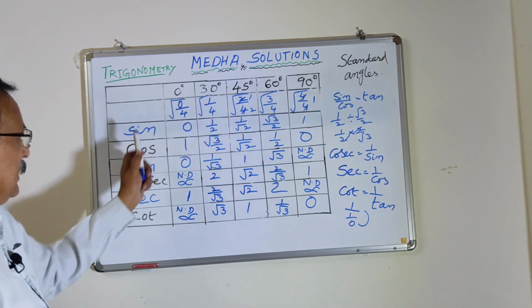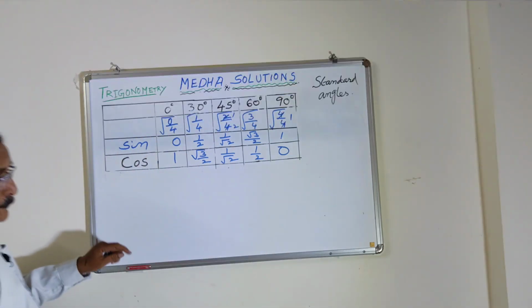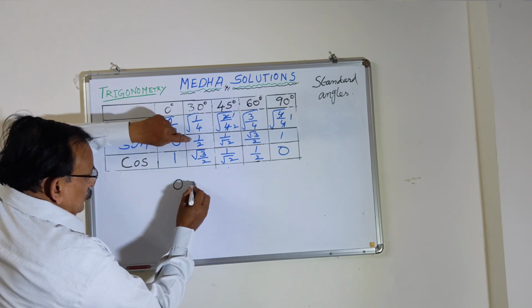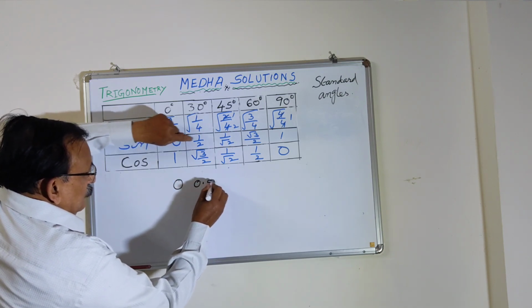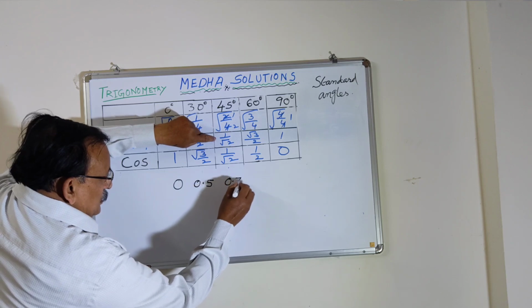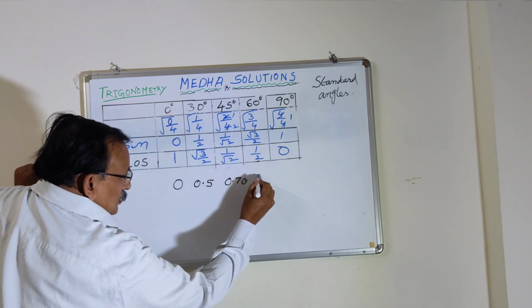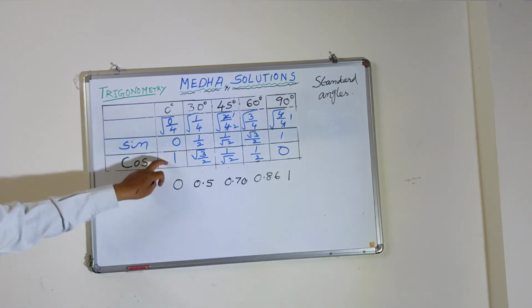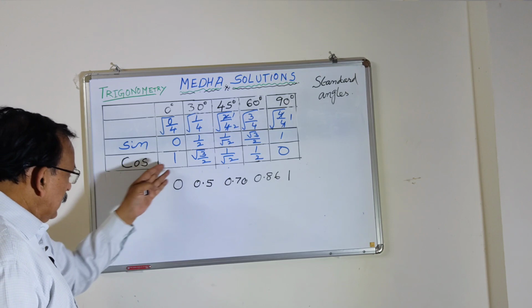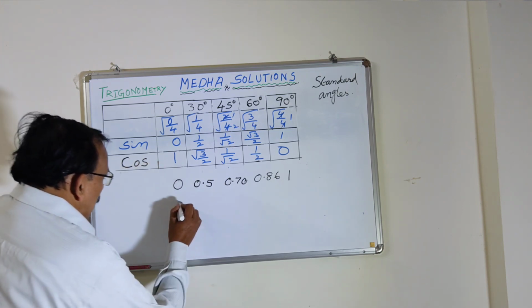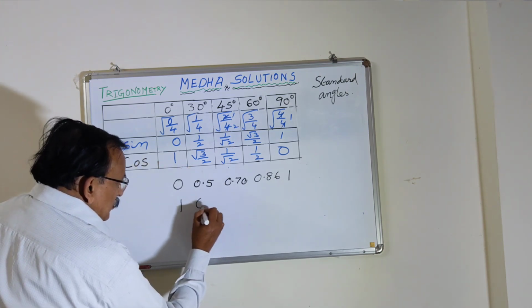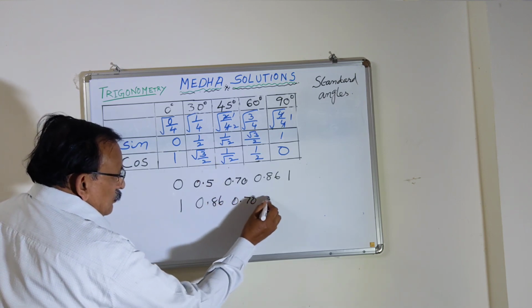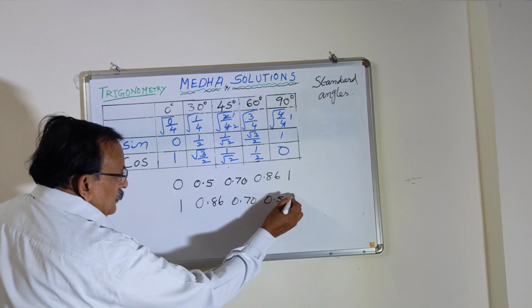So for this table you can draw this, and now we are going to find out the comparison of sin theta values and cos theta values. See, here sin theta values: 0, 1 by 2 is 0.5, 1 by root 2 is 0.70, root 3 by 2 is 0.86, and 1. Cos values are the same in reverse: 1, root 3 by 2 is 0.86, 1 by root 2 is 0.70, 1 by 2 is 0.5, and 0.